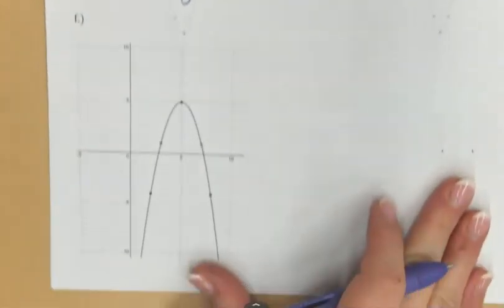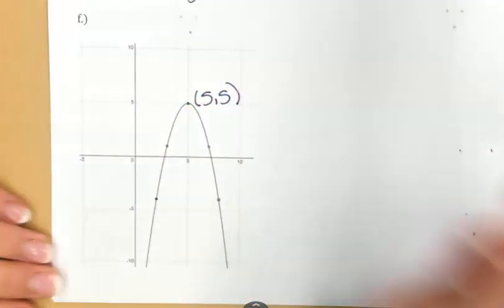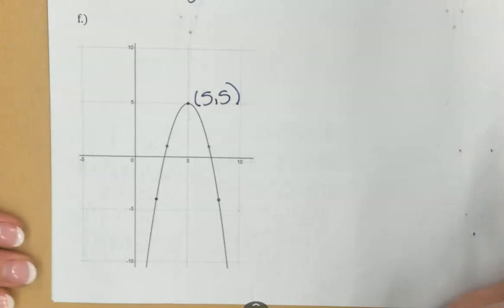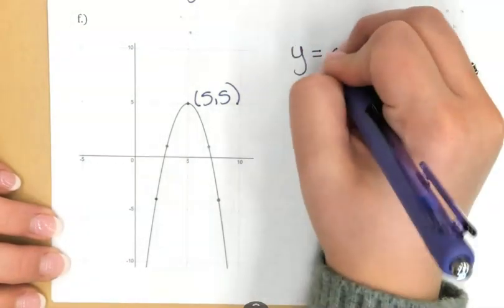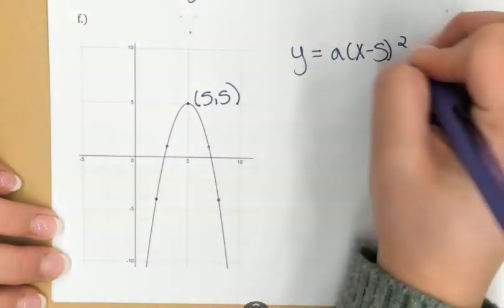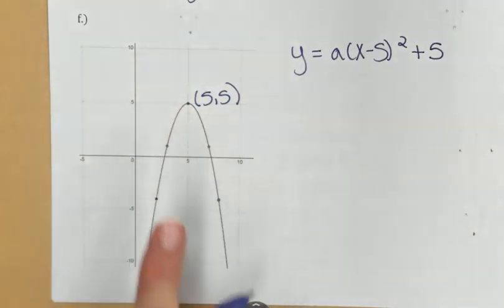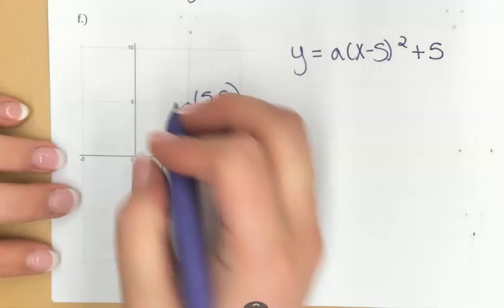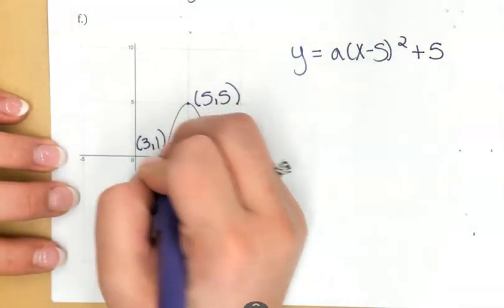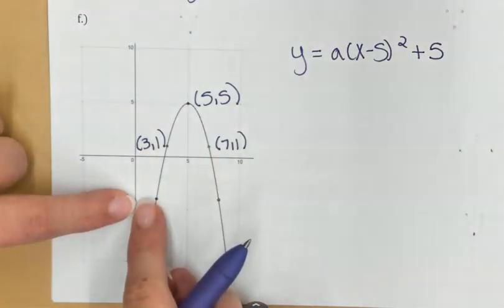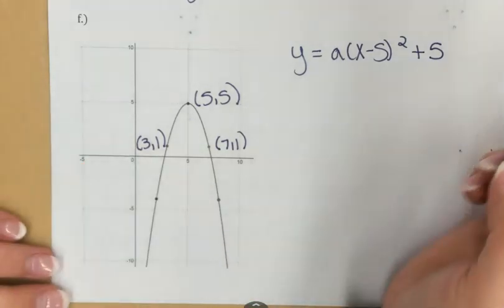Okay, now I'm given a graph. So here I can see my vertex is at 5, 5, so that gives me h and k. So to put this in vertex form again, I'm just going to need to solve for a, which means I need to find an xy pair. Now I know this is a little difficult to see, but I'll tell you, you can use any of these points. This point here is 7, 1. This point here is 3, 1. Down here you've got 2, negative 4, and 8, negative 4. You can use any of those. I'm going to go ahead and just use 3, 1 for now.